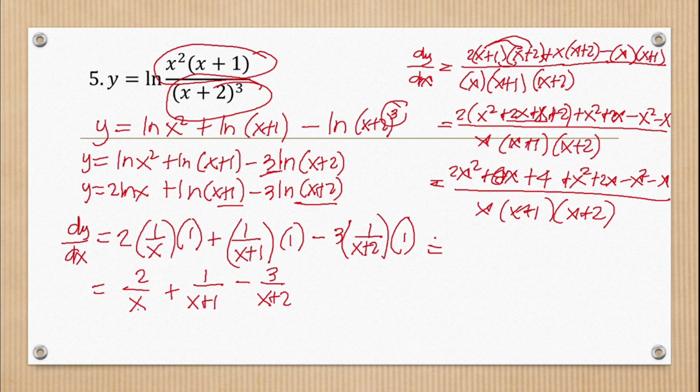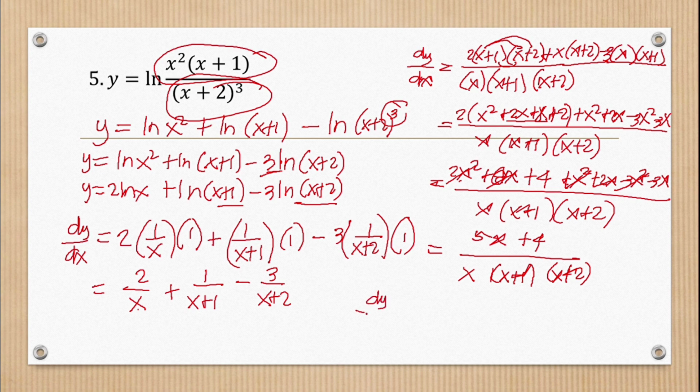Okay, so we have here, rather, this is multiplied by 3. So this is 3x squared and 3x. Okay, so we have here 2x squared. So 3, this is cancelled because 1 and 2. And 3x, this is 6 and 2, that is 5x minus 3, that is 5x plus 4 over x times x plus 1, x plus 2. So therefore, dy over dx is equal to 5x plus 4 over x times x plus 1 and x plus 2. So this is the answer.